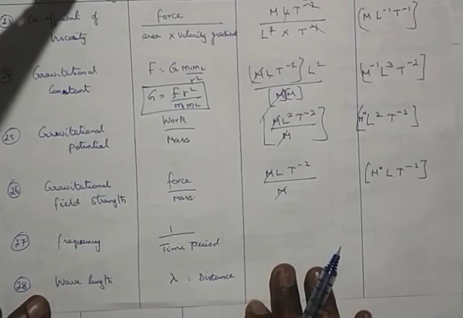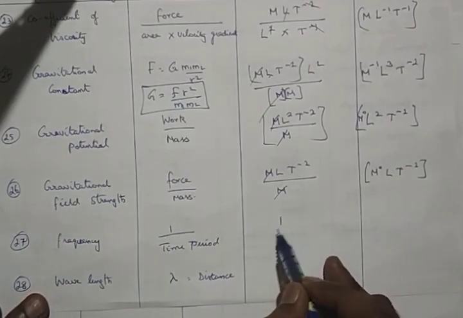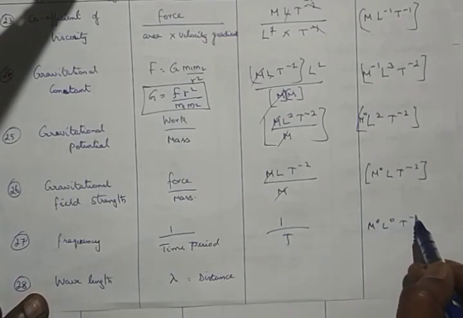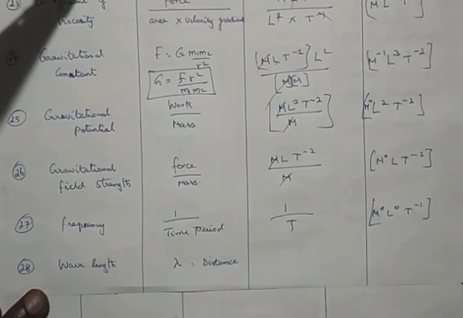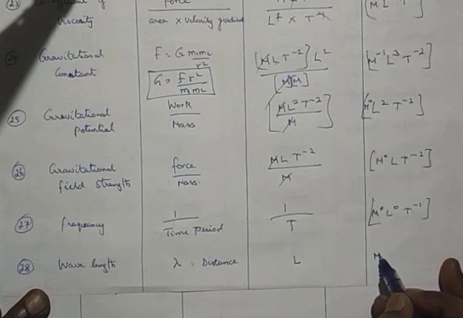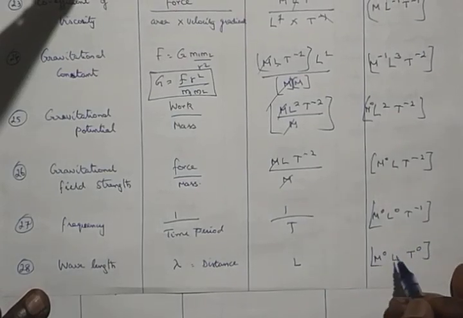The next one is frequency. We know this one, 1 upon time, very simple formula, 1 upon T. So it's going to be M0 L0 T-1. The next one is also very, very simple, wavelength. We know it is just a distance, it is just length. So M0 L T0, so L1.